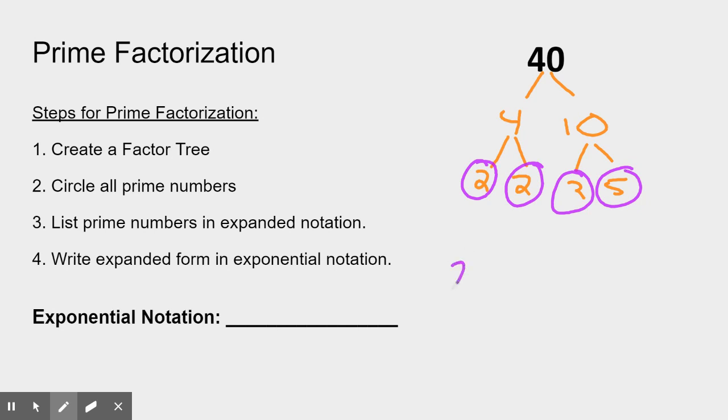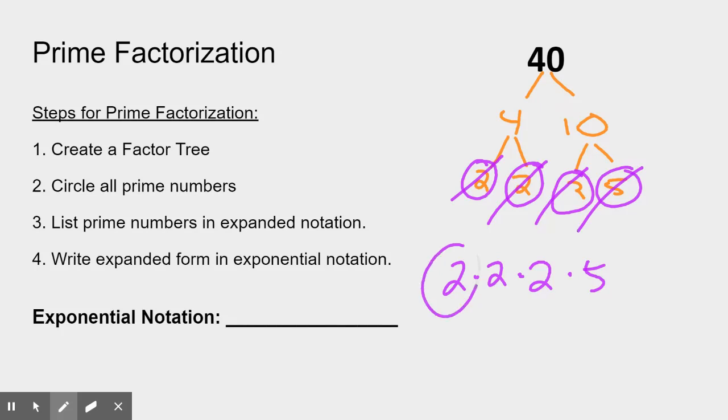So I'm going to write 2 times 2 times 2 times 5. So this is my expanded notation. Now I need to write it in exponential. So when we write this in exponential, you need to ask yourself, do I have any numbers that repeat? If you said yes, okay, that number we're going to have to make into an exponent.